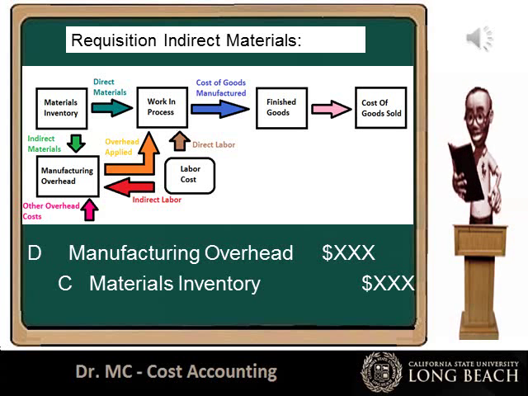In financial accounting, you would debit the account that is increasing, which is manufacturing overhead, and you would credit the asset that is decreasing, which is materials inventory. That journal entry does not contain an expense account. So, nothing needs to be changed.